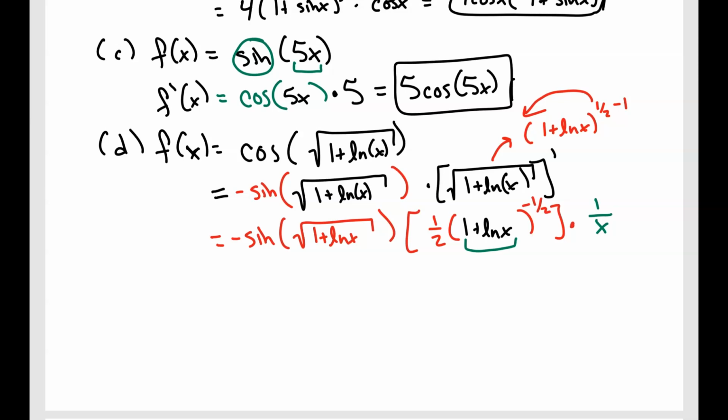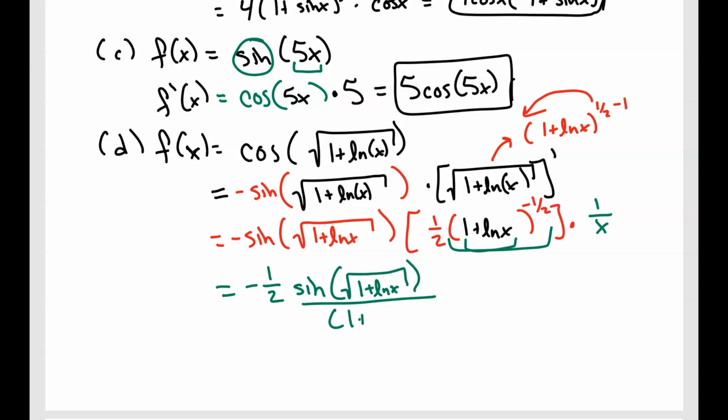All right, so let me clean this up. Let me put this 1/2 to the front. So negative 1/2 sine of the square root of 1 plus ln of x. Now you have this part, this is a negative exponent. Let me write this on the bottom. It's going to be (1 plus ln of x) to the power of 1/2.